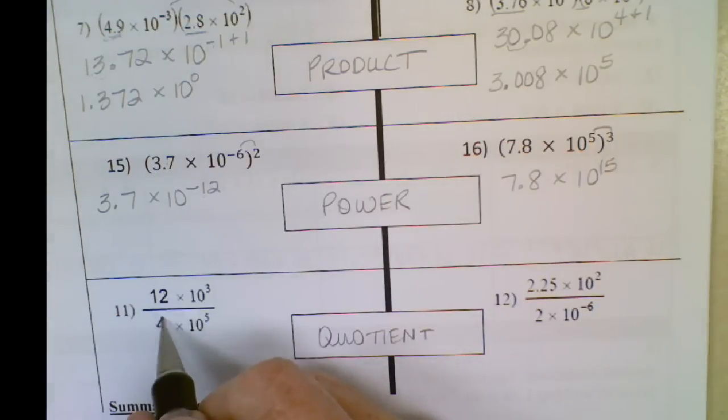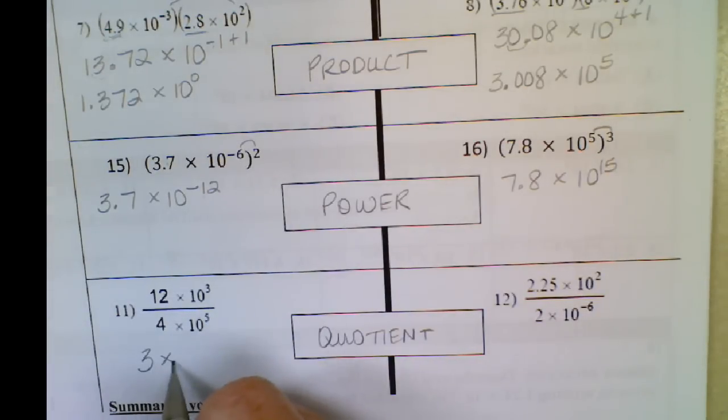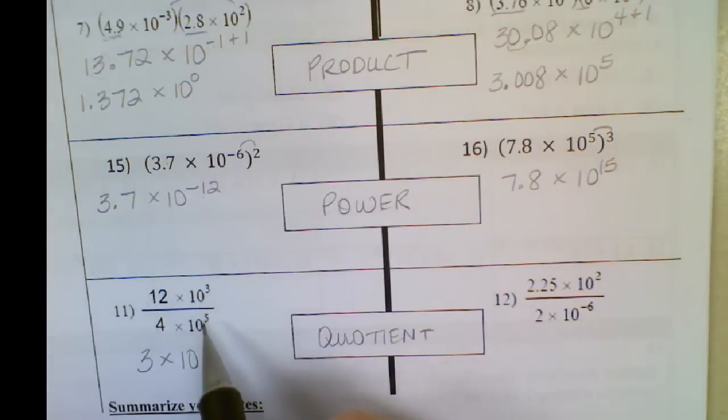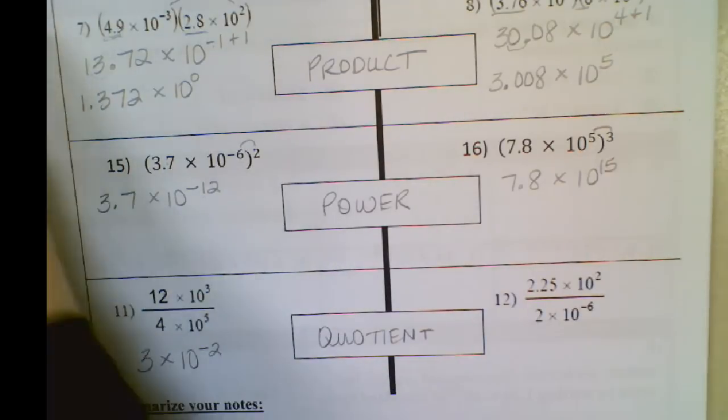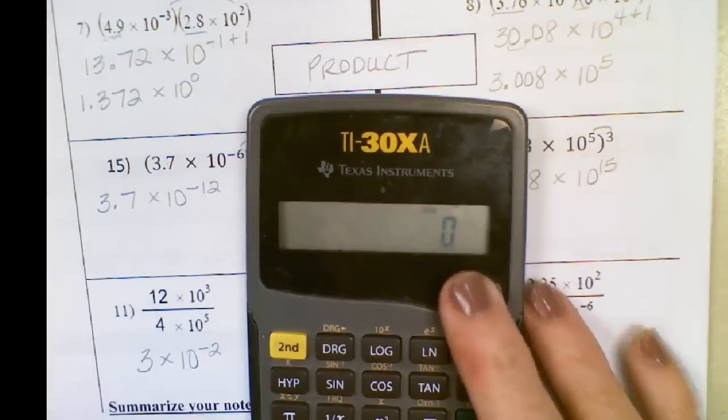Okay, so 12 divided by 4 is 3. And then you just need to ask yourself, for this base of 10, do you have more on top or on the bottom? And I have 3 on the top and 5 on the bottom. So 3 minus 5 is negative 2. My number in the front is between 1 and 10, so I'm okay. And that's my answer.